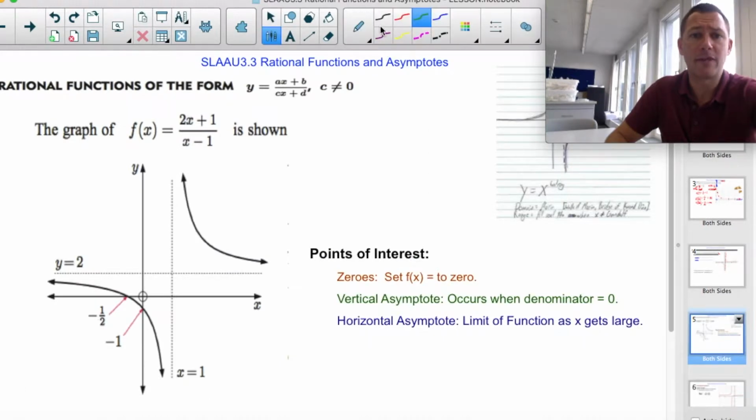Talk about the pieces we need to graph this. One of those pieces is the zeros. It's where the graph hits the x-axis, and if possible where it hits the y-axis.